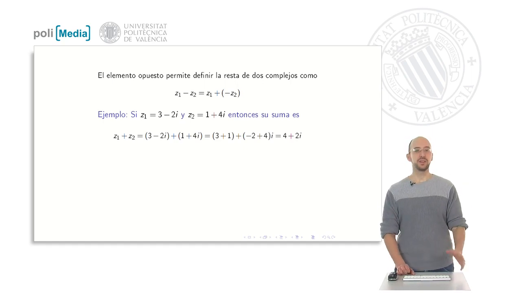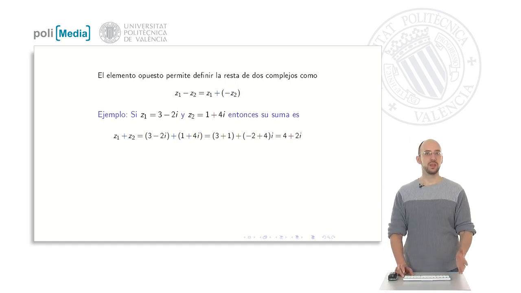If z1 is equal to 3 minus 2i and z2 is equal to 1 plus 4i, for example, then the sum would simply consist of adding the real part of z1 with the real part of z2. That is the 3 plus the 1, which would give us 4. For the imaginary part, notice that in the first complex number the imaginary part is minus 2, and in the second one it is 4. Therefore the sum would be minus 2 plus 4, which is simply 2. Solution of the sum: 4 plus 2 times i.